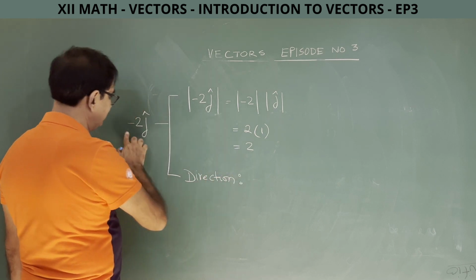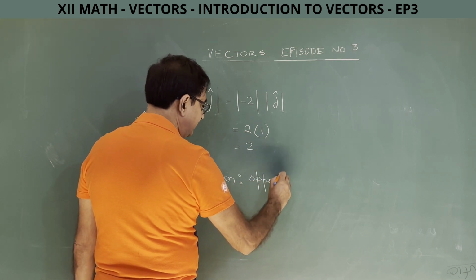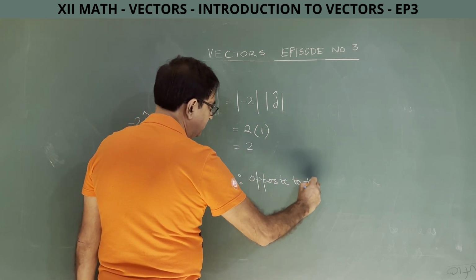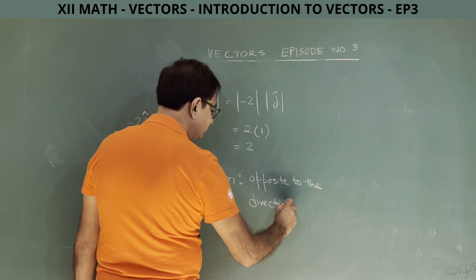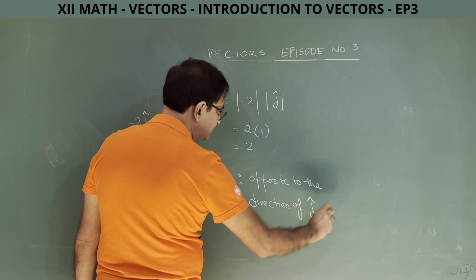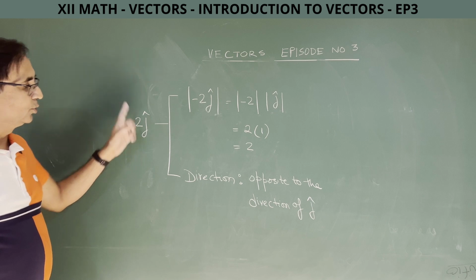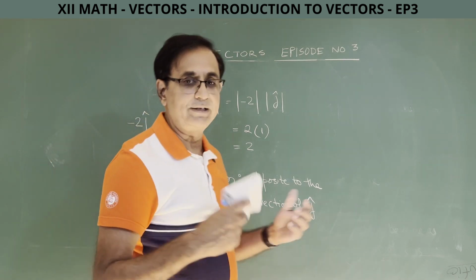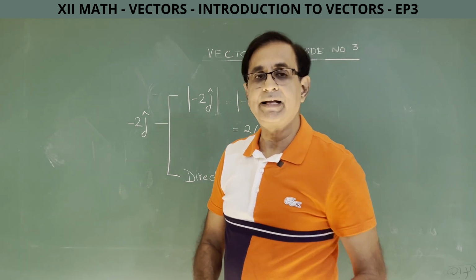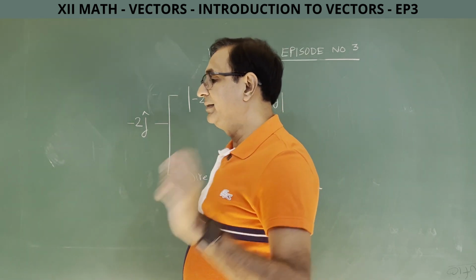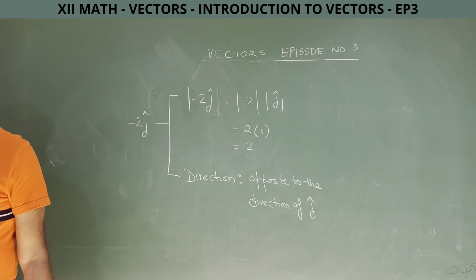Because the scalar is negative, direction will be opposite to the direction of unit vector j cap. So minus 2j cap is a vector whose magnitude is 2 and direction is opposite to that of j cap, means it is along or parallel to y axis but pointing in the direction in which the y coordinate is decreasing.